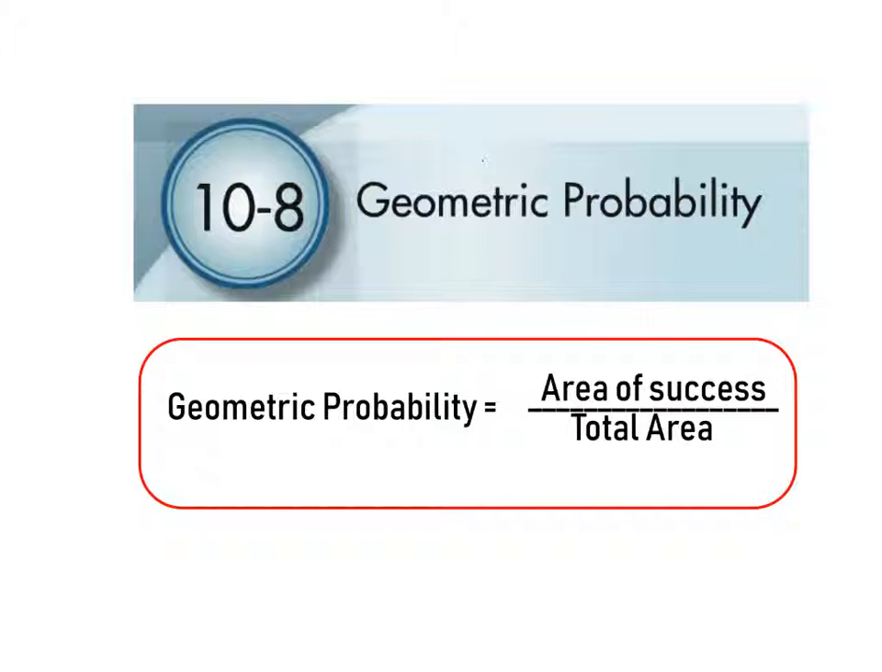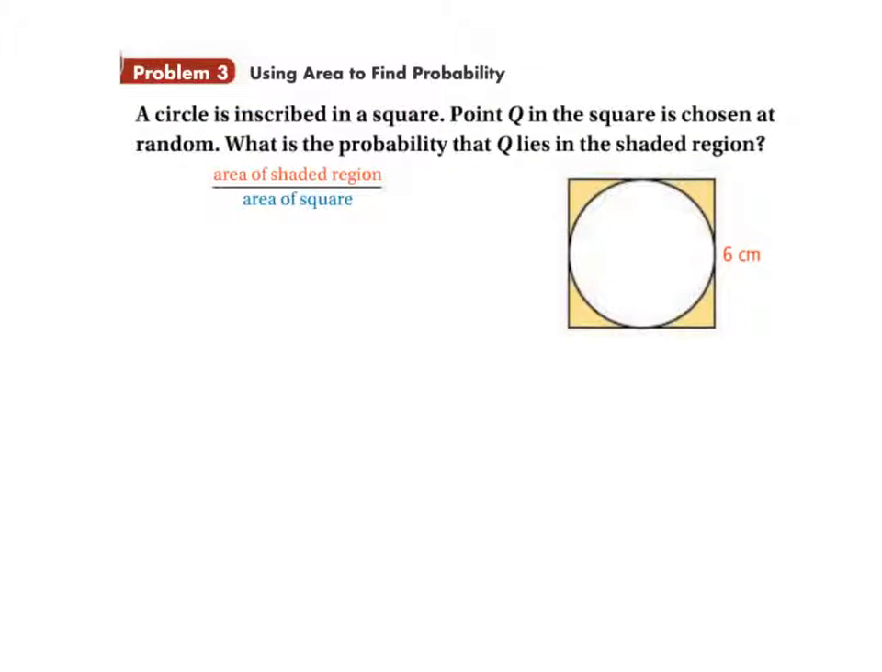To find the geometric probability of something occurring, you're always going to take the area of a success. So if you were looking for the bullseye, what's the area of that circle over the total area possible that you might have thrown that dart. So area of a success over total area, that's our geometric probability. All right, so let's look at this one.